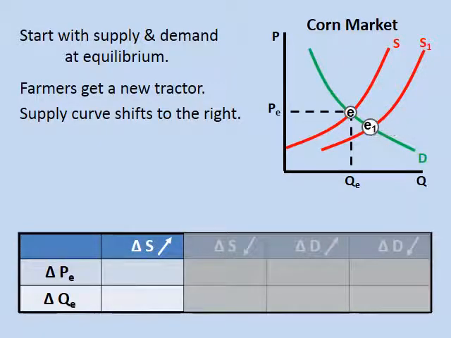So we have a new equilibrium point, and because there's an increased supply, our new equilibrium quantity is going to be to the right of the old equilibrium quantity. With the increased supply, farmers are competing. They have to sell at a lower price. So you've got a new equilibrium price that's lower. So when you've got an increase in supply, it's going to put downward pressure on prices, and you're going to see an increase in the equilibrium quantity.